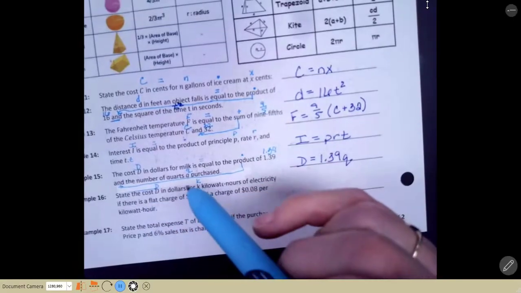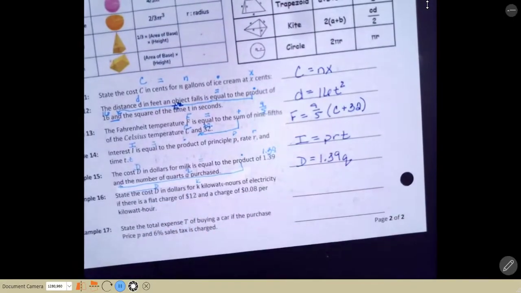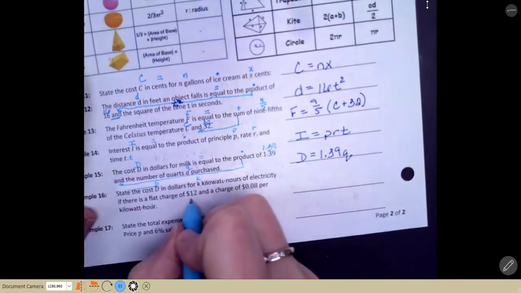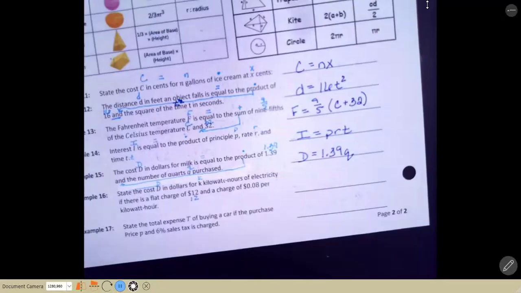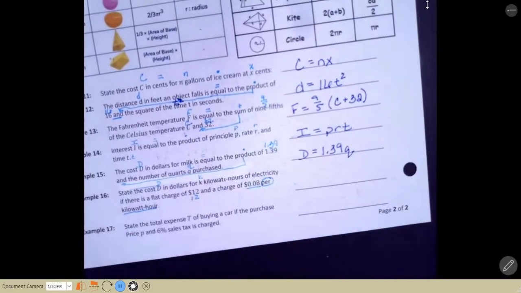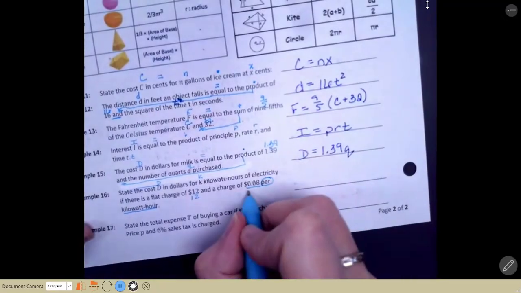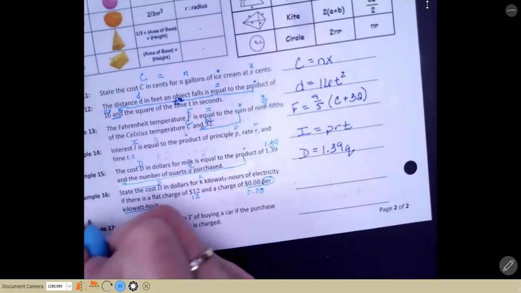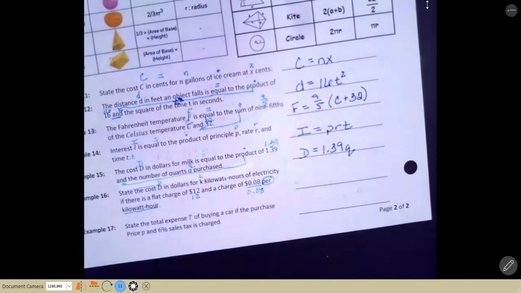If there is a flat charge of 12. Now, this is something different. A flat charge of 12 would be, it's just by itself. You're going to have to pay $12 regardless. Okay. And then, and means in addition to that 12, you have to pay 8 cents per kilowatt hour. So how do you think you're going to write 8 cents per kilowatt hour? What operation is that? Multiplication. So it's 0.08. Now, what variable are we going to use for kilowatt hours?